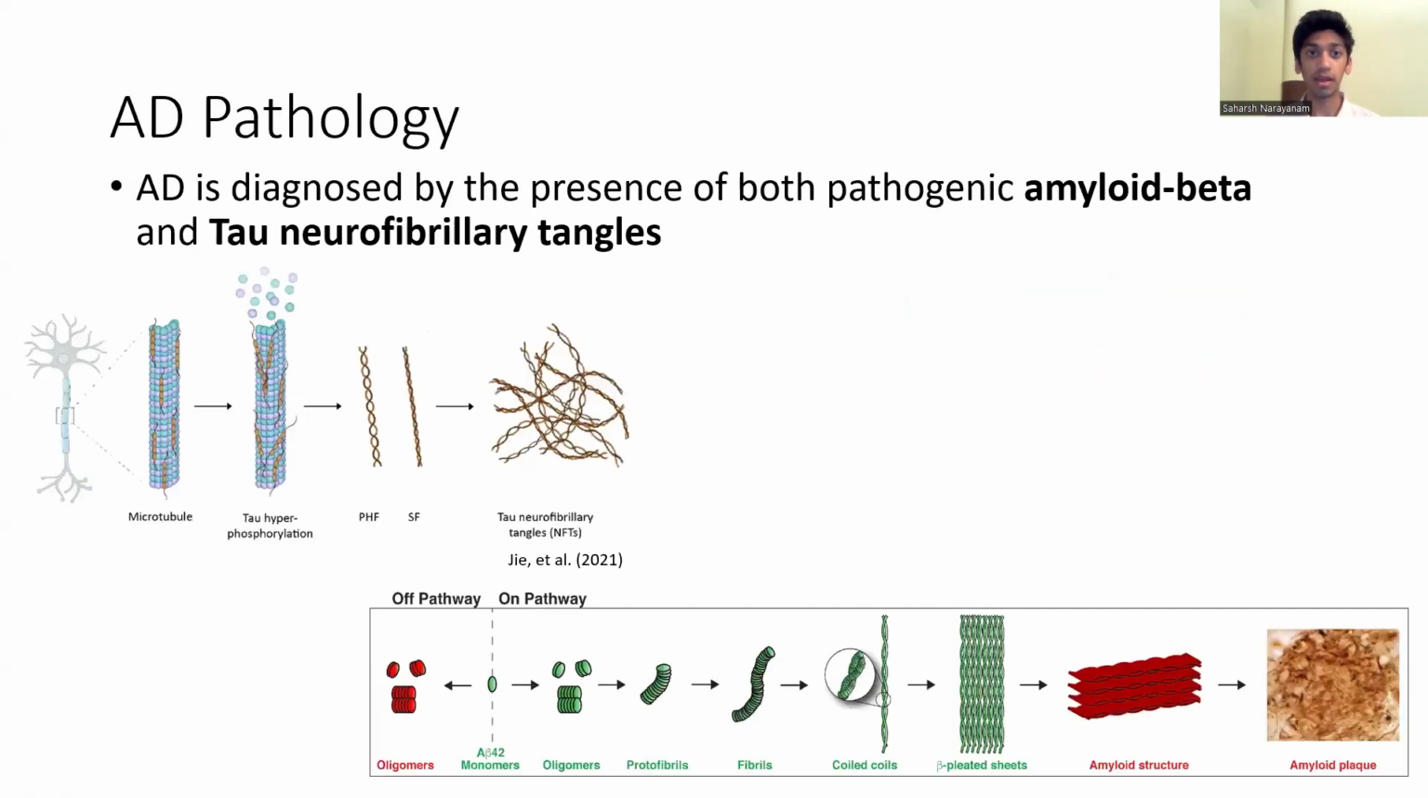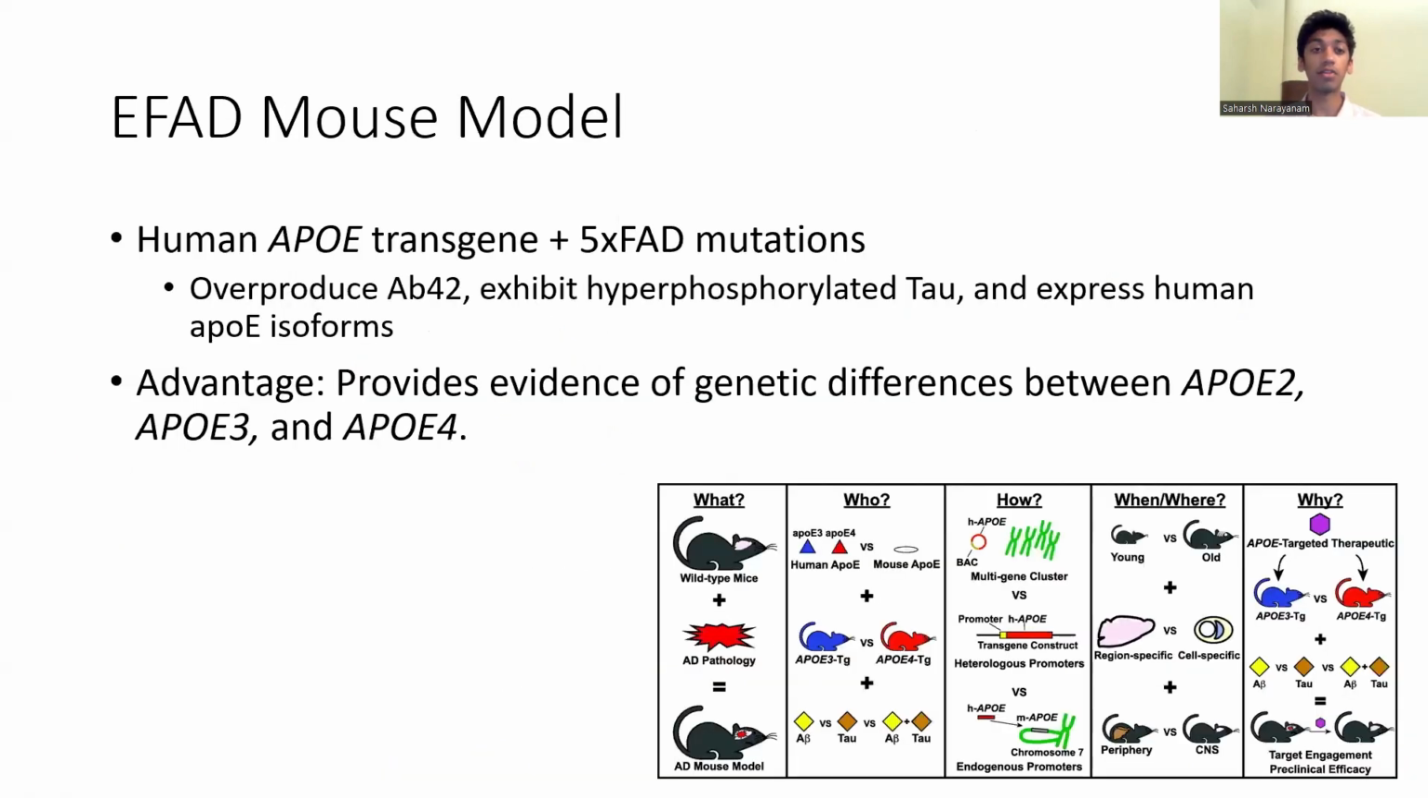AD pathology is diagnosed by the presence of both pathogenic amyloid beta and tau neurofibrillary tangles. And so the EFAD mouse model is able to take an ApoE transgene from humans and a 5X familial Alzheimer's disease mutation and combine them to create a new mouse model that overproduces amyloid beta 42, exhibits hyperphosphorylated tau, and expresses human ApoE isoforms. The advantage of this is that it provides evidence of those genetic differences between ApoE2, E3, and E4 in terms of pathology.